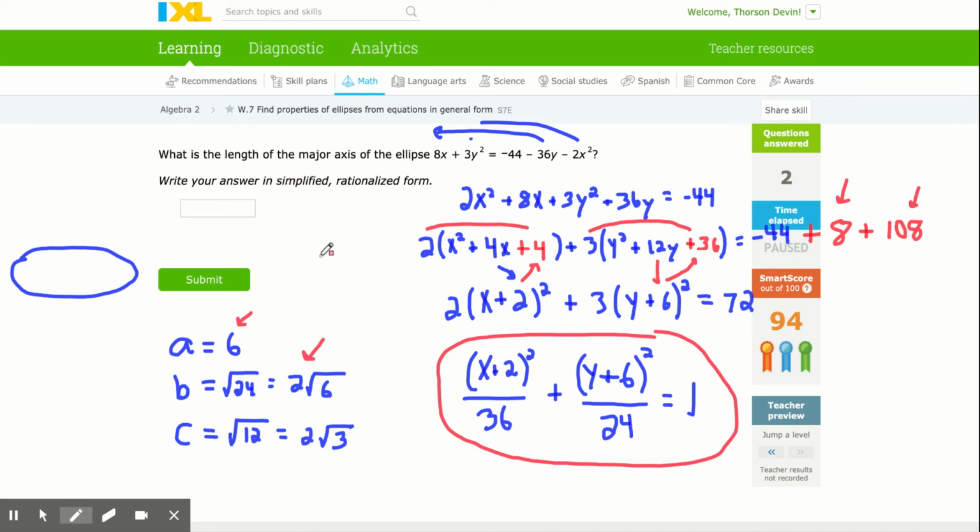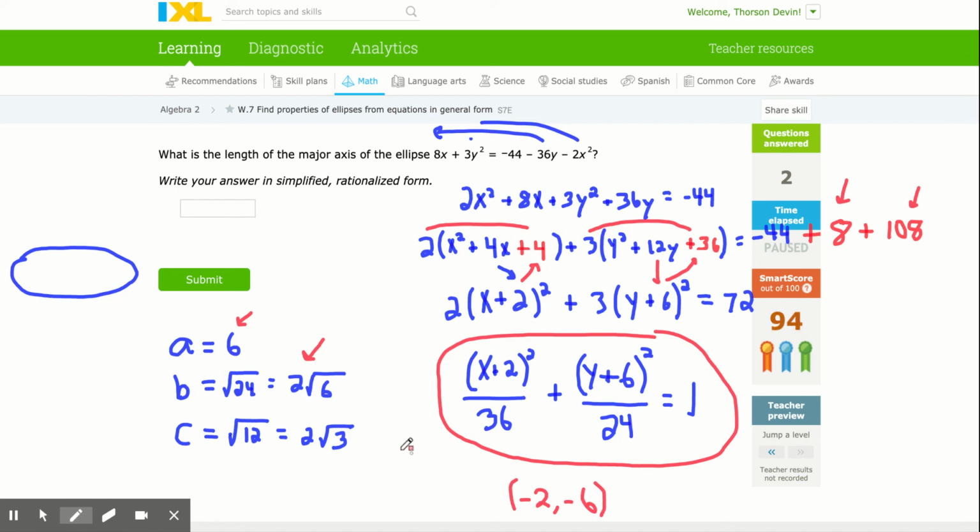If it asks for the length of a, or length of b, or length of c, if it asks for the vertices, its center, right, its center is -2, -6. So if I wanted to find the vertices, I would add and subtract 6 to the x value. So the vertices would be -8, -6, and 4, -6.